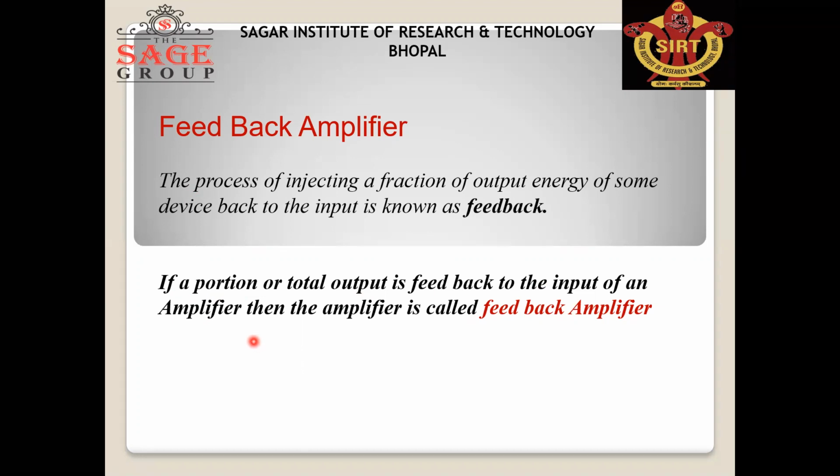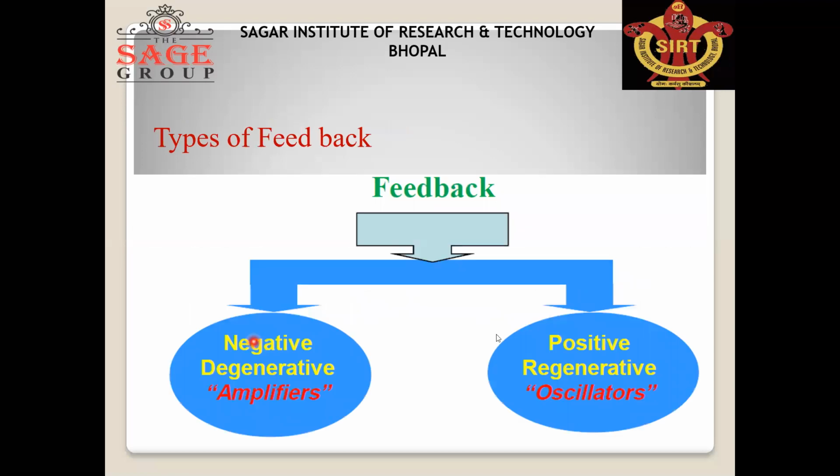And there are two types of feedback amplifier: positive feedback and negative feedback. Positive feedback is also known as regenerative, whereas negative feedback is known as degenerative. It is known as regenerative because it will increase the resultant signal. It is known as degenerative because after feedback, the total or resultant signal will be decreased.